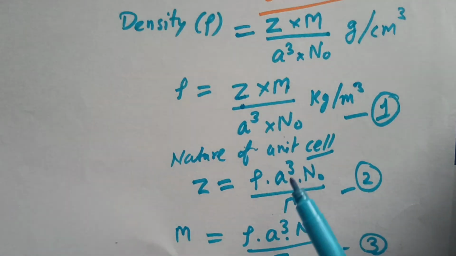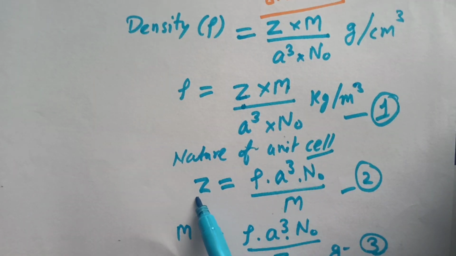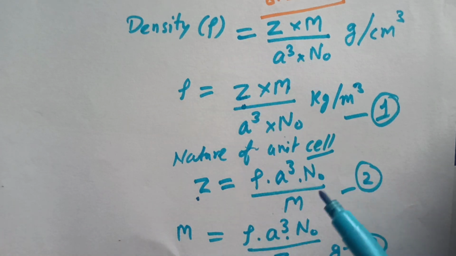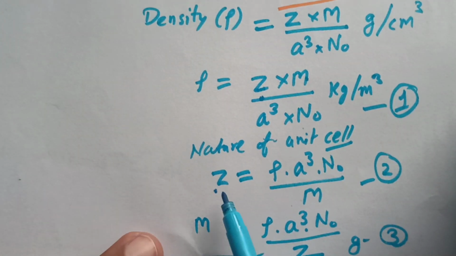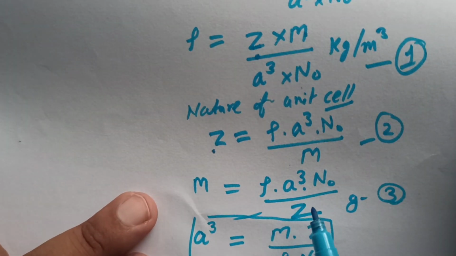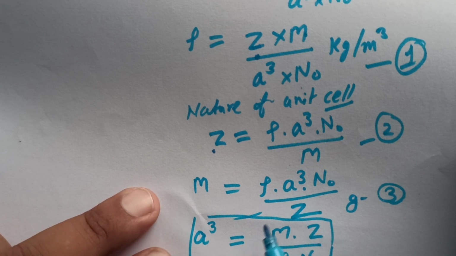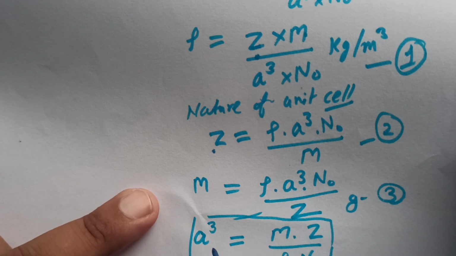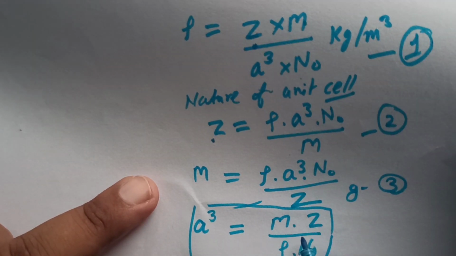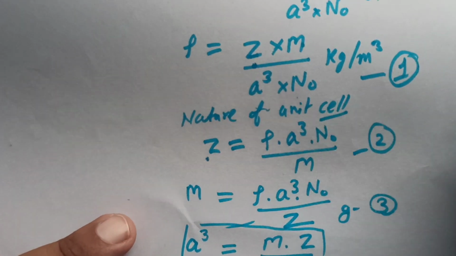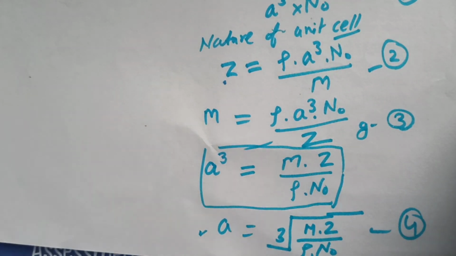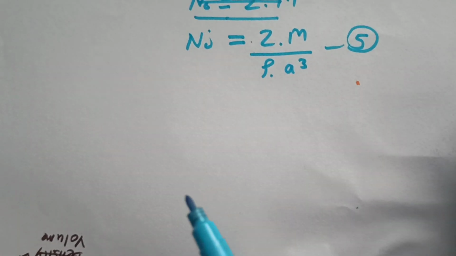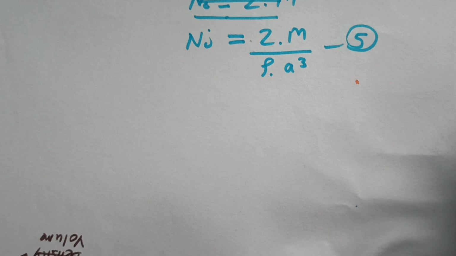From here we may also be asked to find out the nature of the unit cell. So for that we have to calculate Z. From here you can find the value by cross multiplying. Z will be equal to density into A cube into N naught upon M. If you have to find molar mass, from here only you can get density into A cube into N naught upon Z. And when we are asked to find A, that is the edge length, then we will say here A cube is equal to mass into Z upon rho into N naught, and A will be the cube root of this. Lastly, to find N naught, N naught is equal to Z into M upon rho into A cube.